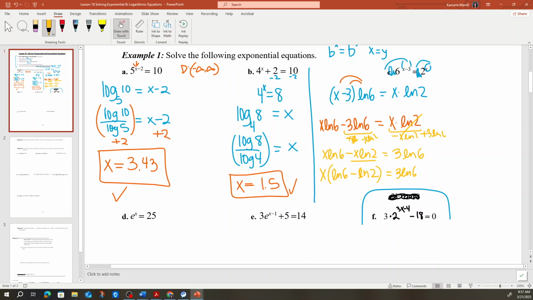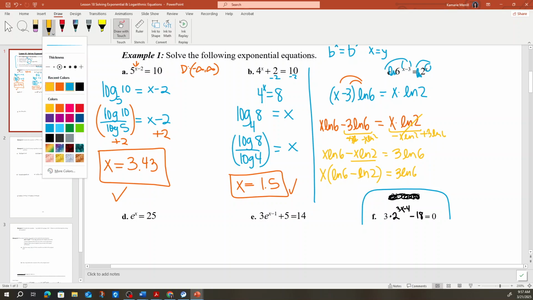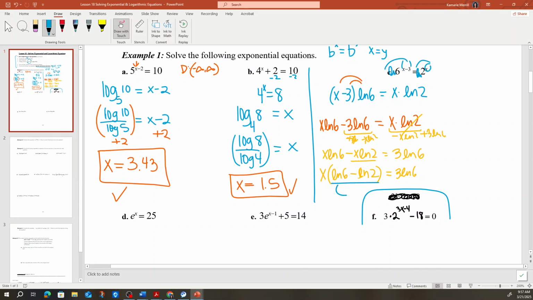Get rid of the x, right? Or get rid of what's by the x. And how do I do that? Divide that ugly mess over. And that's it. We don't have to do any more change of base formula. This button is actually in your calculator. So here's the exact answer without a rounded decimal.